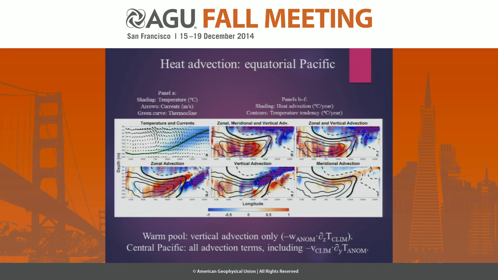Instead, to the east of the dateline, we have a contribution. Here zonal and vertical advection together explain a large fraction of the tendency, and we also have a component from the meridional advection. Here, this is the equator, so in the off-equatorial regions, this meridional advection is stronger.